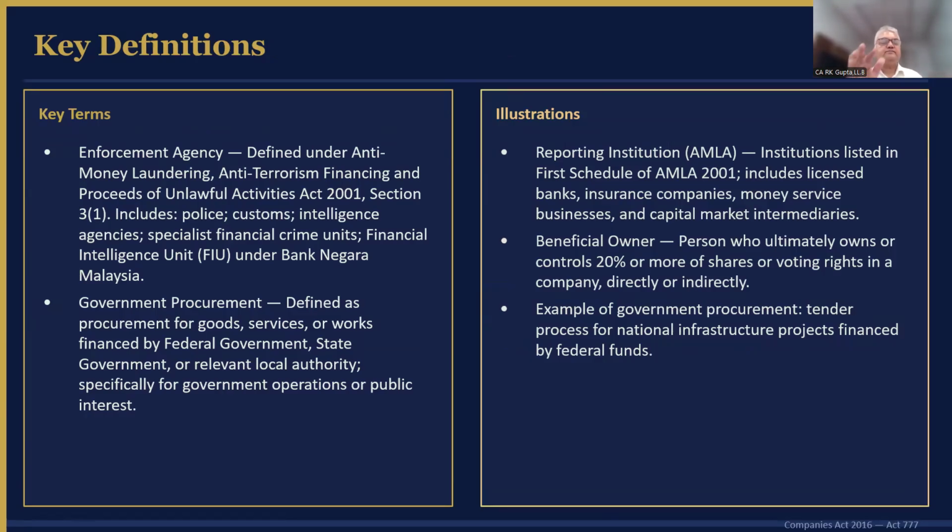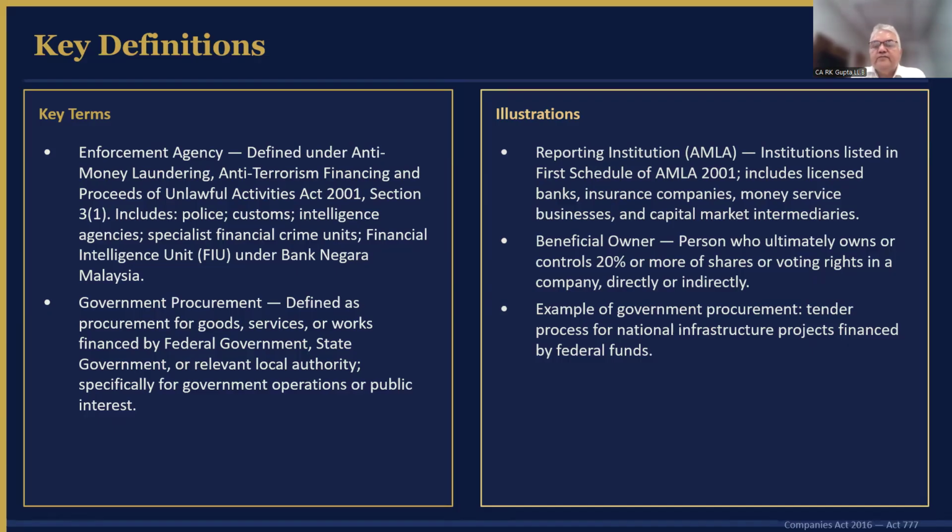Key definitions: enforcement agency, as defined under the Anti-Money Laundering, Anti-Terrorism Financing and Proceeds of Unlawful Activities Act 2001, Section 3, Subsection 1, which includes police, customs, intelligence agencies, specialist financial crime units, and financial intelligence units under Bank Negara Malaysia. In the case of government requirement, it is defined as procurement for goods, services, or works financed by the federal government, state government, or relevant local authority, specifically for government operations or public interest.